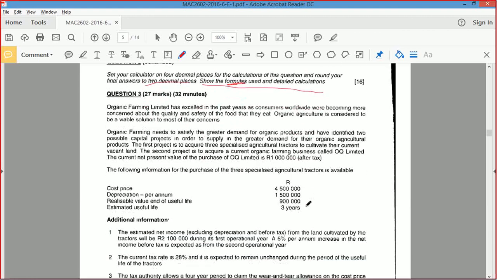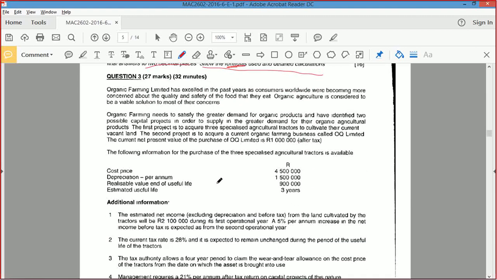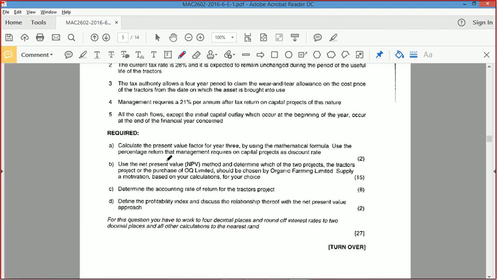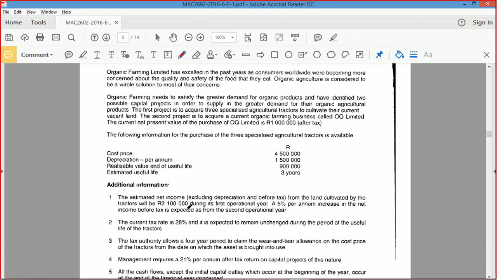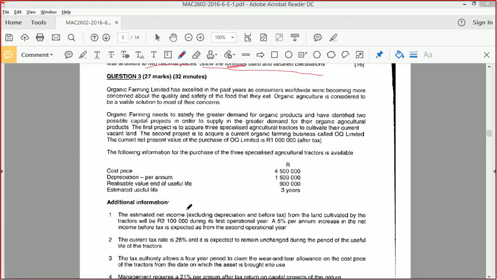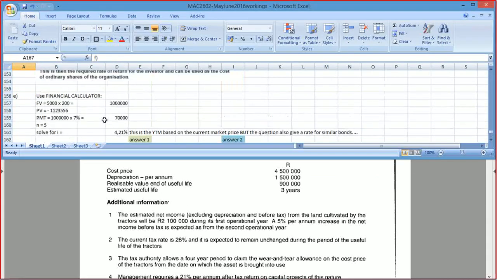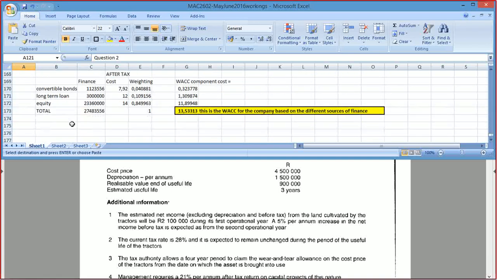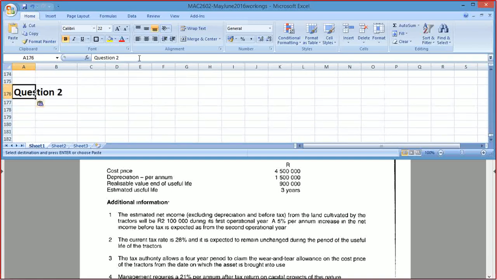Alright, so now we've covered question 2. Question 3 is looking at organic farming. Let's look at the required though. Calculate the present value factor. Use the NPV method. Determine the accounting rate and profitability index. So I can see this is a capital budgeting question. That's important. I need to know what I've been asked to do. Let's put a heading here. Question 3.